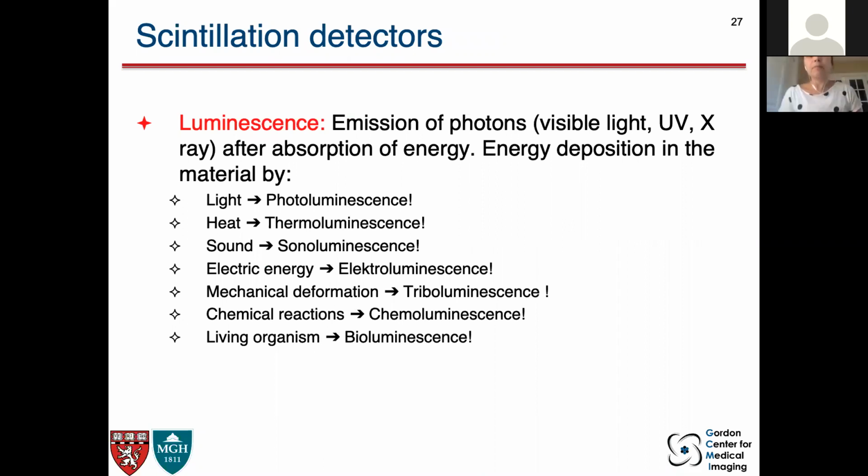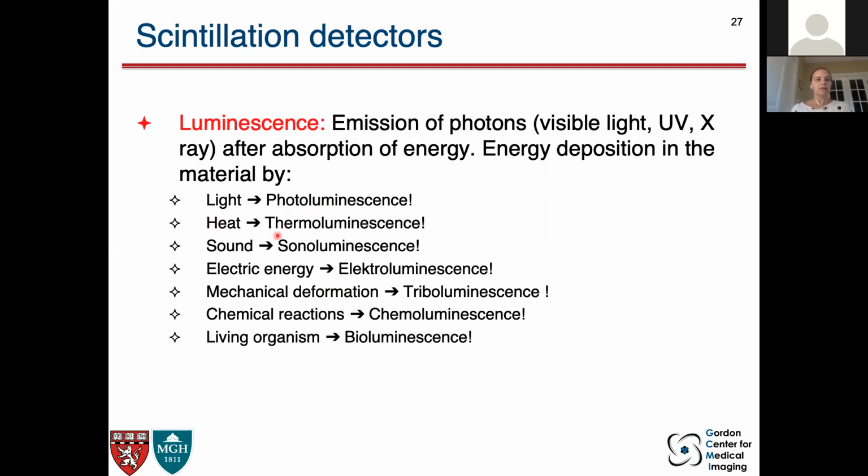So then we can go to the third detector type, which is scintillators, that are very common in medical imaging applications. So scintillators are based on the mechanism of luminescence. So luminescence is the emission of light after absorption of energy. And this can occur in many different types of systems as listed here. We have photoluminescence, which is emission of light as a response to light.